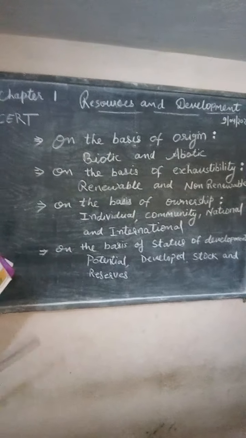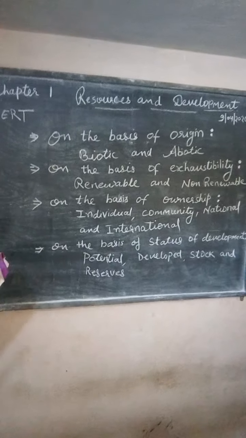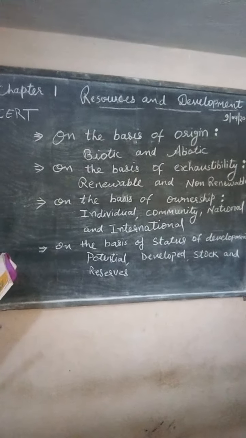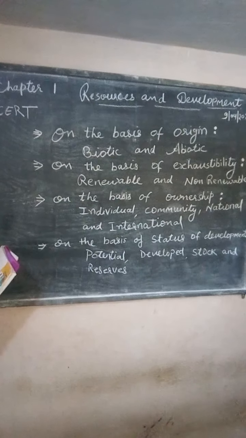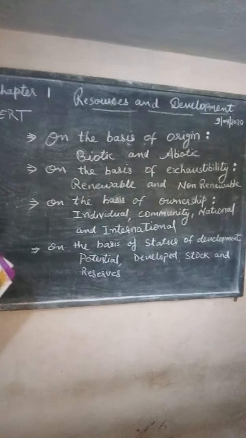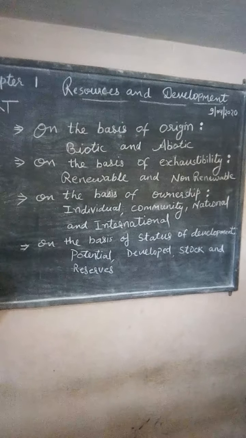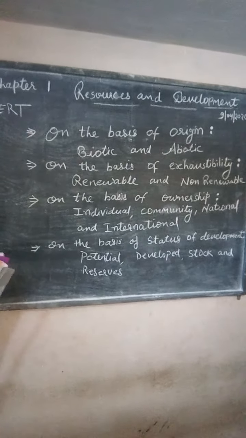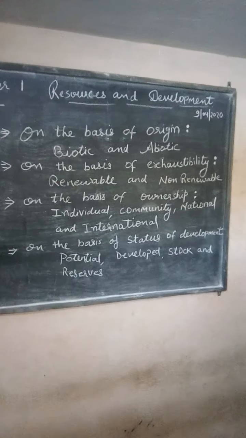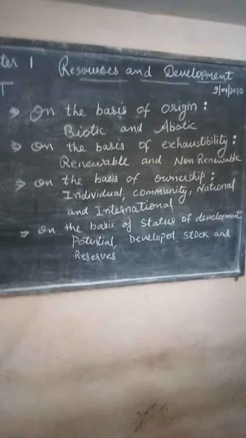Everything available in our environment which can be used to satisfy our needs, provided it is technologically accessible, economically feasible and culturally acceptable, can be termed as resources. It means everything that satisfies our needs is called resources. The resources can be classified in the following ways.